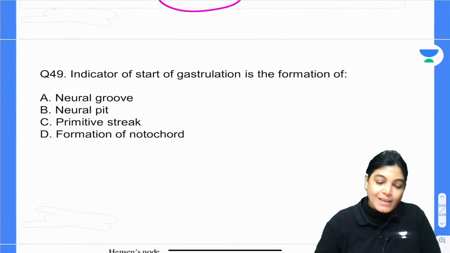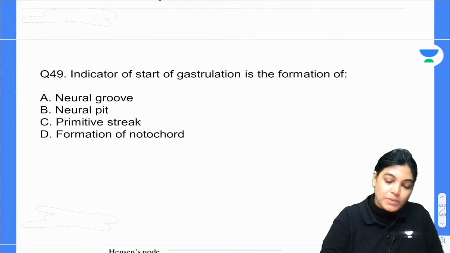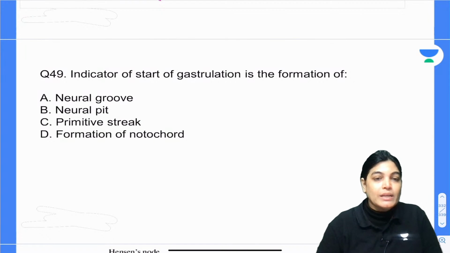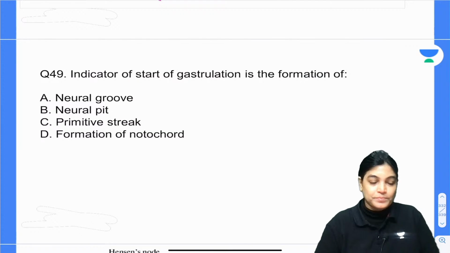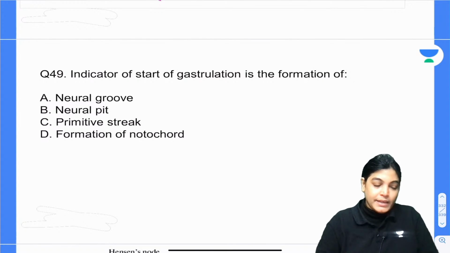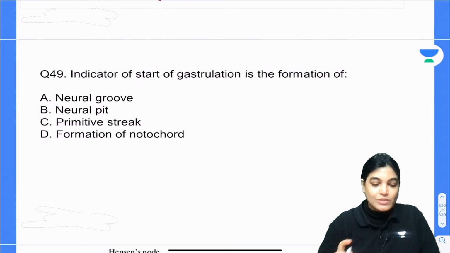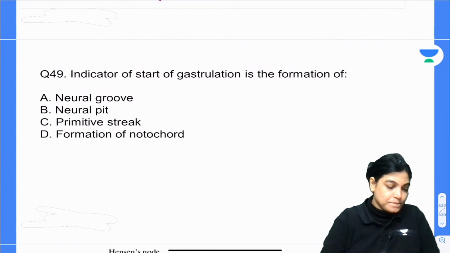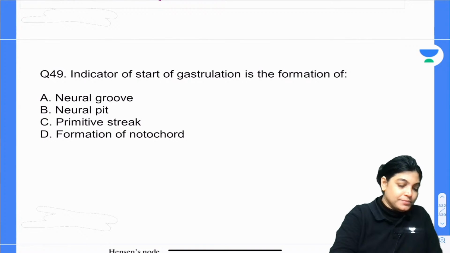Indicator of start of gastrulation process in the embryology part, in the formation of three germ layers, is by the presence of which of the following embryological structure? Neural groove, neural pit, primitive streak, formation of notochord. Indicator of start of gastrulation is by the formation of which of the following structure? Primitive streak, formation of notochord, neural pit or neural groove. So, mark the correct answer.